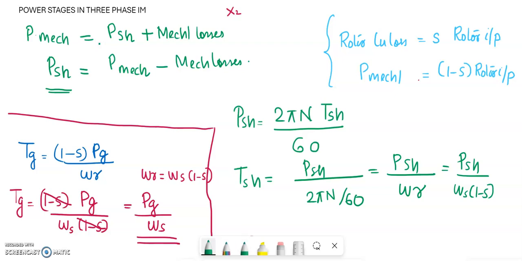Also we can make a common statement that if we know the stator input, then the air gap power Pg can be found from the power flow diagram. Pg is equal to stator input minus stator I square R loss minus stator core loss. This whole equation we can utilize for solving the numericals. Okay, thank you.